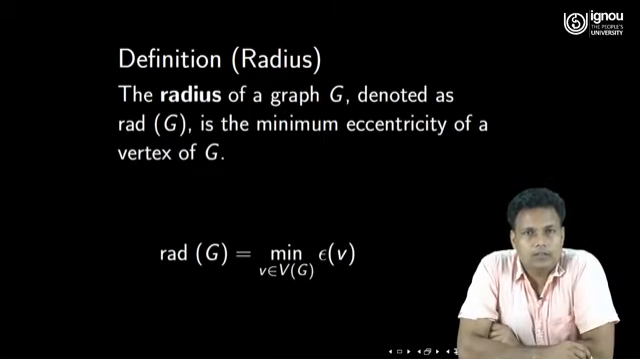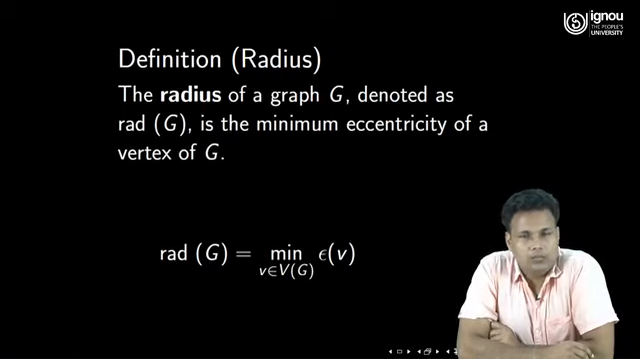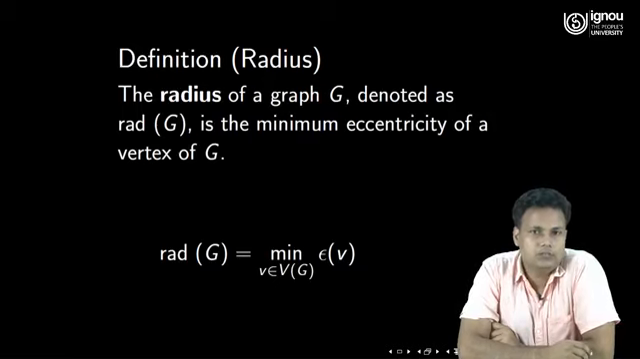Okay, now let us look at the radius of this graph. Radius of a graph G, denoted as rad G, is the minimum eccentricity of a vertex of G, and we shall symbolically write rad G equals the minimum of epsilon(v), where v is in V(G).